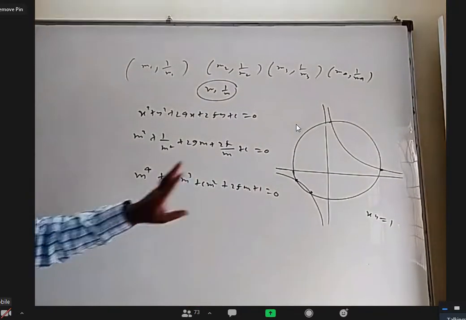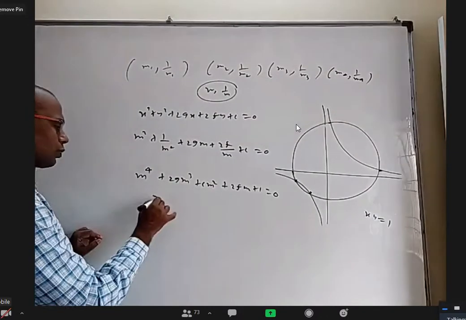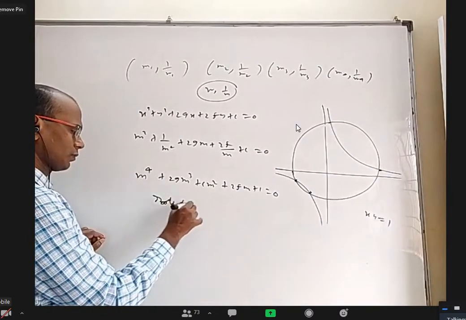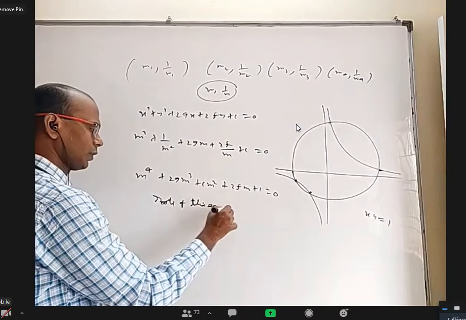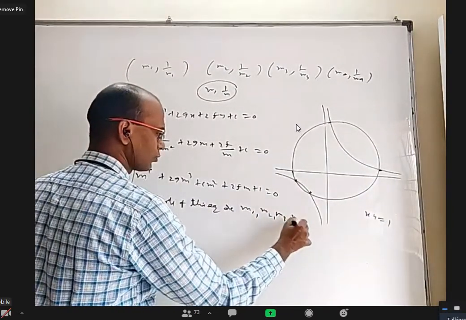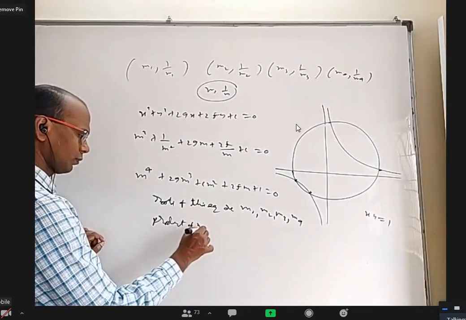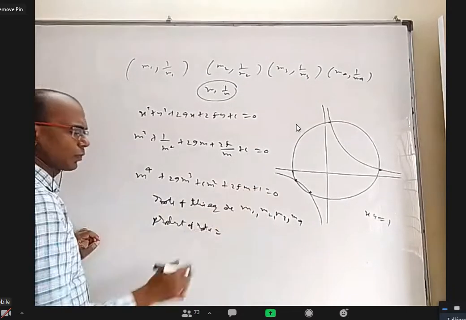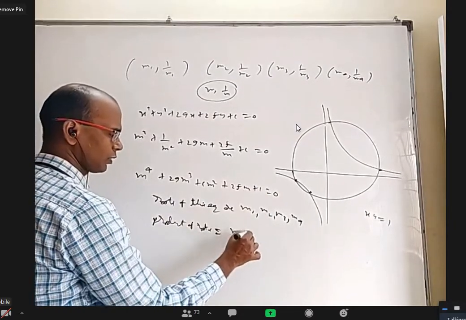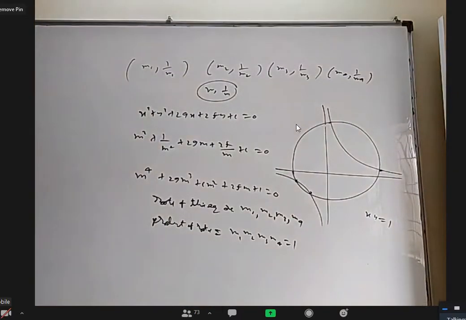So this is a 4th degree equation and m1, m2, m3, m4 all should satisfy this. So roots of this equation are m1, m2, m3 and m4. Then what is the product of the roots? The constant will give you the product of the roots. So m1 into m2 into m3 into m4 is equal to 1. Even though it is about the concyclic condition, the process that we've done is slightly different.